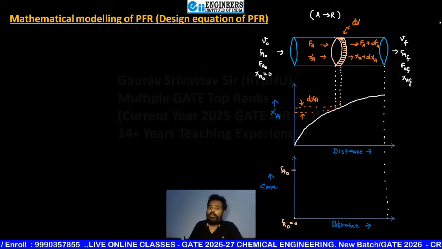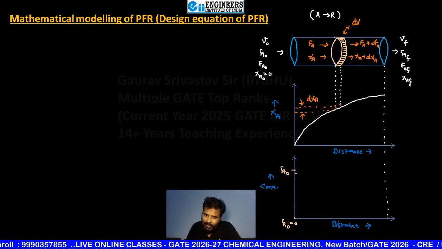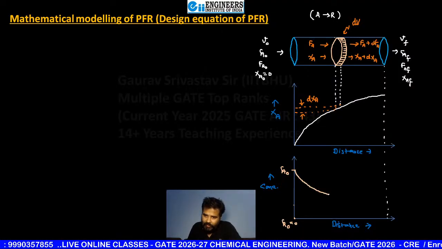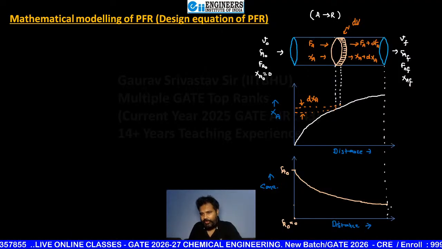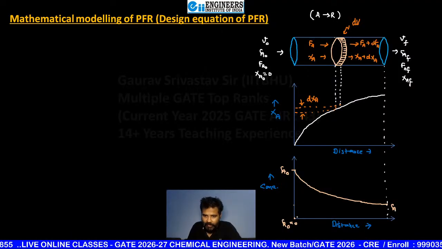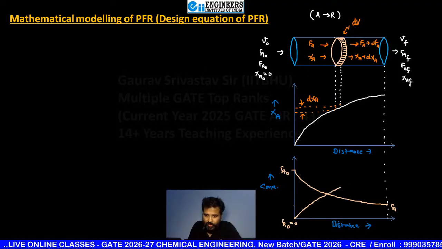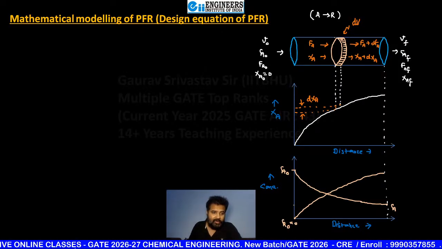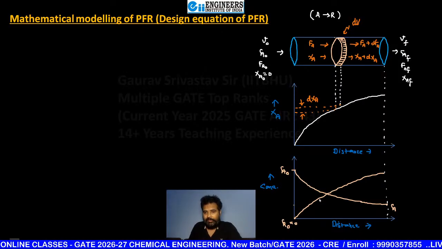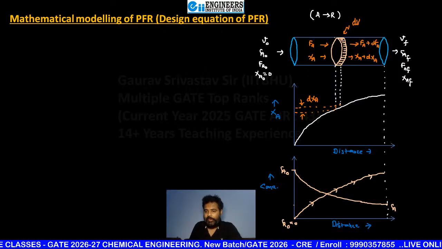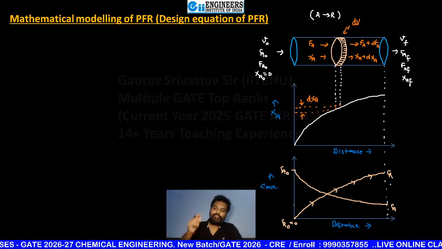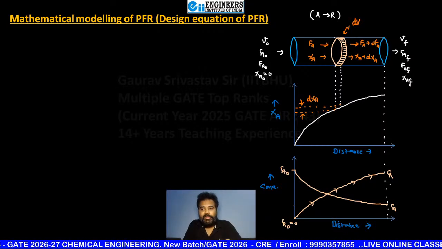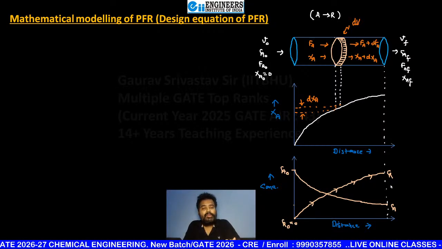Okay, so the concentration of A is going to decrease along the distance, and at the exit, suppose this is the concentration of A, this is your CA. But the concentration of R is going to increase along with the distance because R is product. Okay, so these graphs are crystal clear beta, is this clear to everyone?